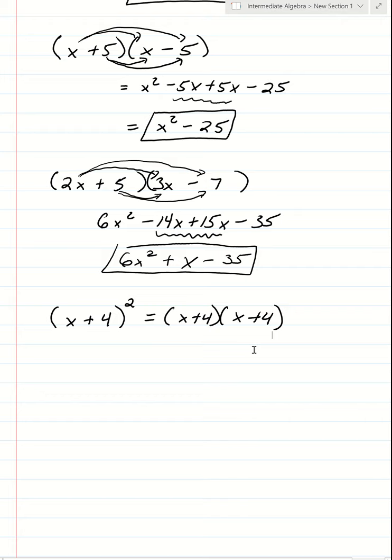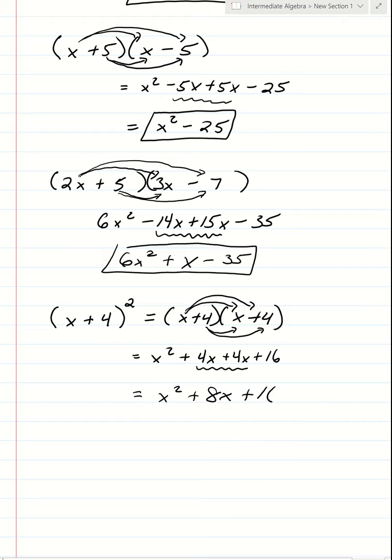And now it becomes a problem similar to what we were doing previously, in that we would have to multiply x times x. That would give you an x squared. X times the 4 would give you a plus 4x. Then we have 4 times x. That's another 4x. And then finally 4 times 4 would give you a plus 16. And when you combine the like terms in the middle, what you get is x squared plus 8x plus 16. That is the correct answer.